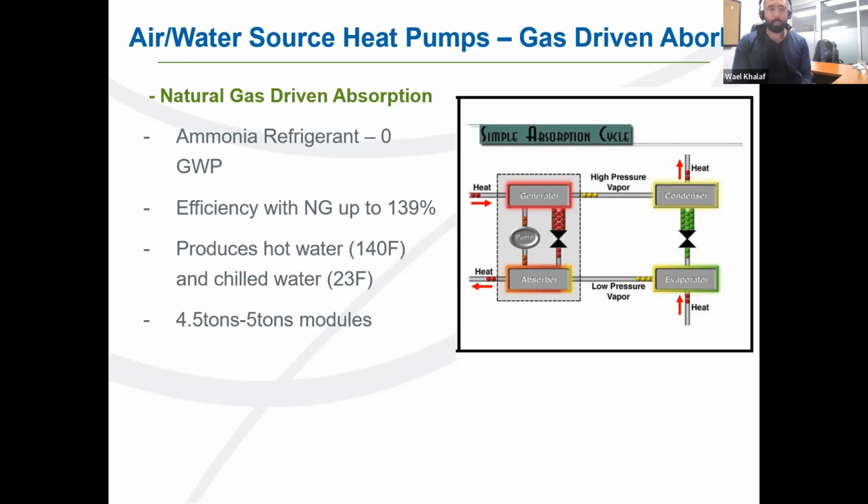And these machines specifically are not made for very large applications. We're looking at very small residential applications, something between 4.5 to 5 ton modules. We've seen some applications use about 20 of them in parallel. But again, it serves a very niche area of the market where you want to use natural gas and still produce high temperature hot water and low temperature chilled water at the same time.